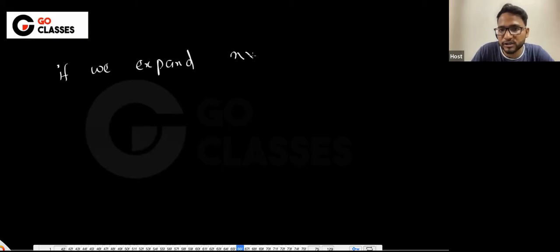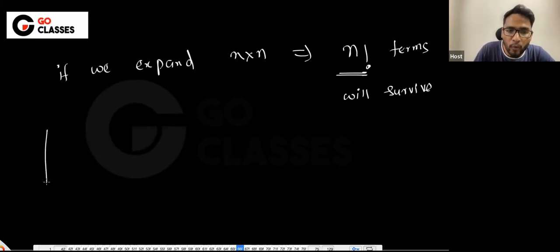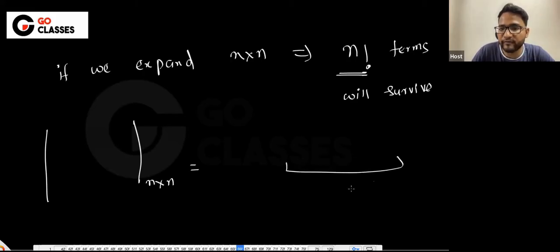So in the case of n cross n, if we expand n cross n, then we will get n factorial. No, there is no m or n, Ekta, there are only square matrices. So if we expand n cross n, then only n factorial terms will survive. Which means if you open up any determinant of n cross n, then in the answer there will be n factorial terms.